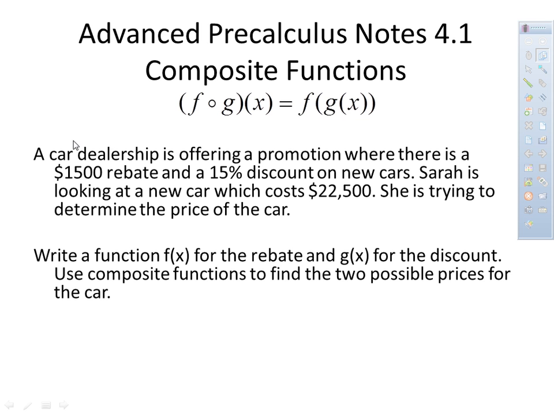So the first thing, you go to the car dealership and they're offering you a promotion where there's a rebate of 15% on new cars. Ooh, that's a good deal. And a 15% discount on new cars as well. So Sarah, there's no Sarah in this book, is looking at a new car which costs $22,500. She's trying to determine the price of the car. Write a function f of x for the rebate and g of x for the discount.